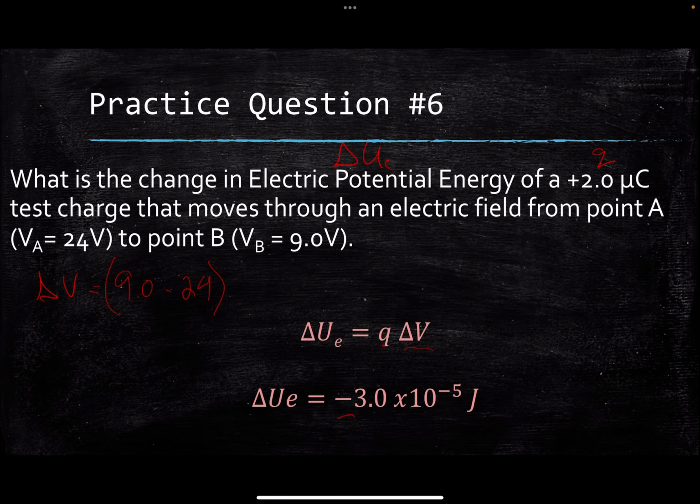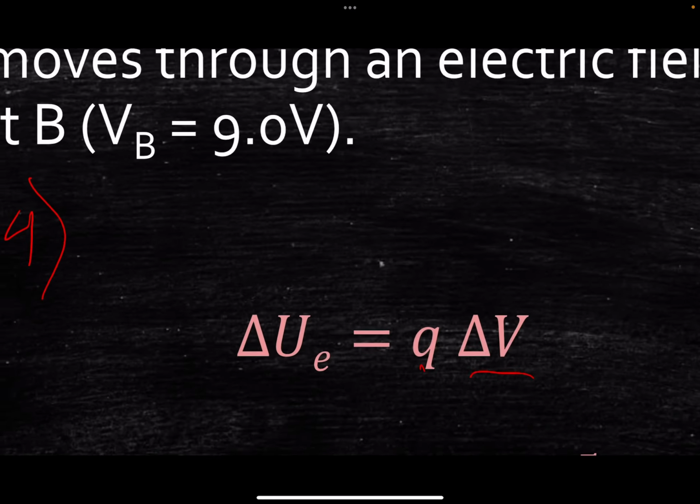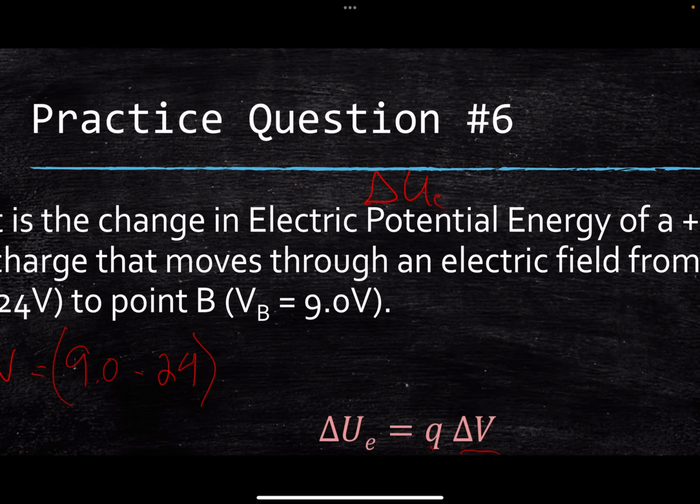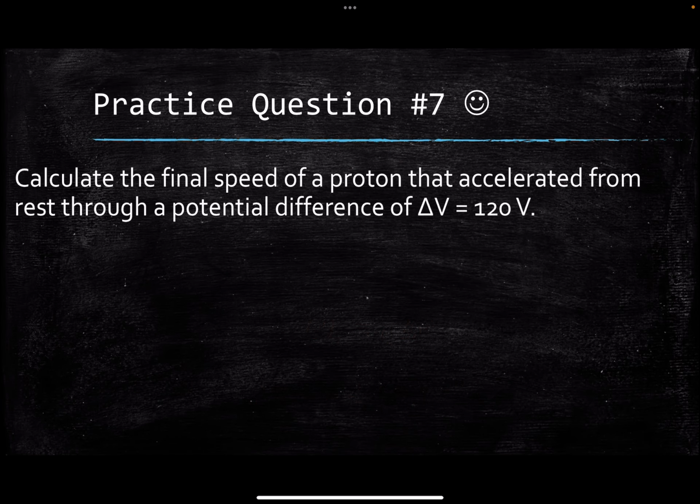Okay, so, whoa. Not sure what's going on here. There we go. So this is the one I was referring to. This one stumps many, many people. Calculate the final speed, well, first of all, velocity, lowercase v, of a proton that accelerates from rest through a potential difference of 120 volts.